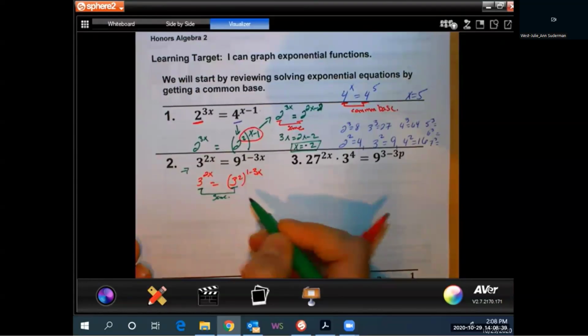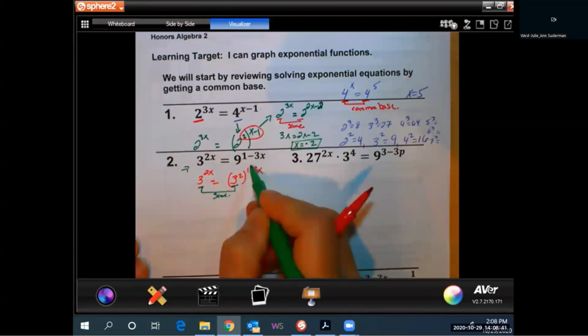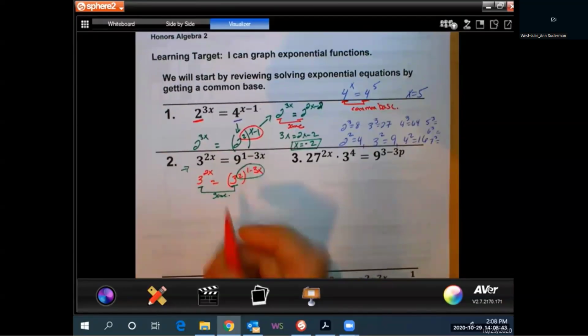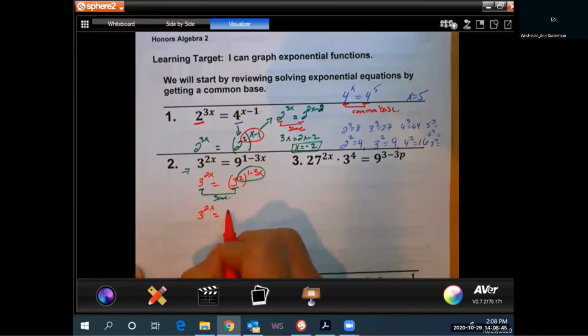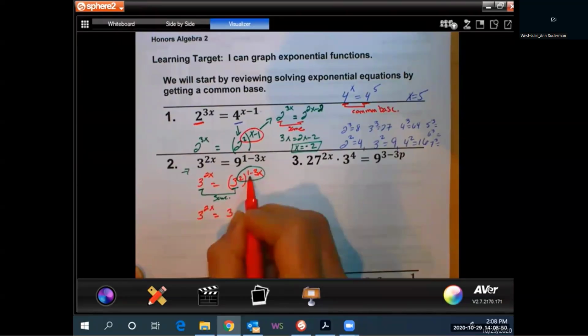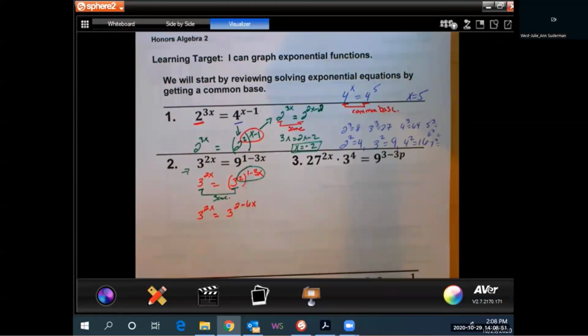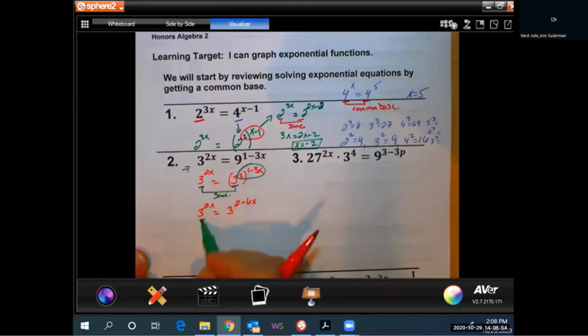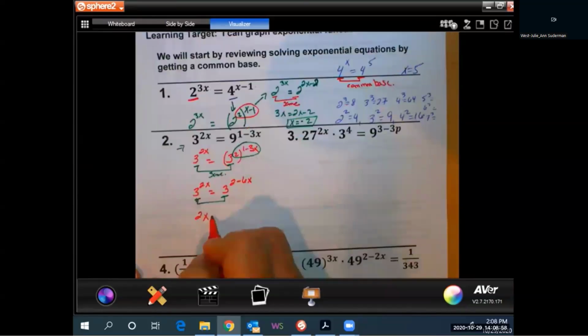Now we're going to apply our rules of exponents. So we have 3 to the 2x equals 3 to the 2 times 1 minus 3x. We're going to distribute that: 2 minus 6x. Now that the bases are the same, we can just set the exponents equal to each other. 2x equals 2 minus 6x. Can someone tell me what x equals?